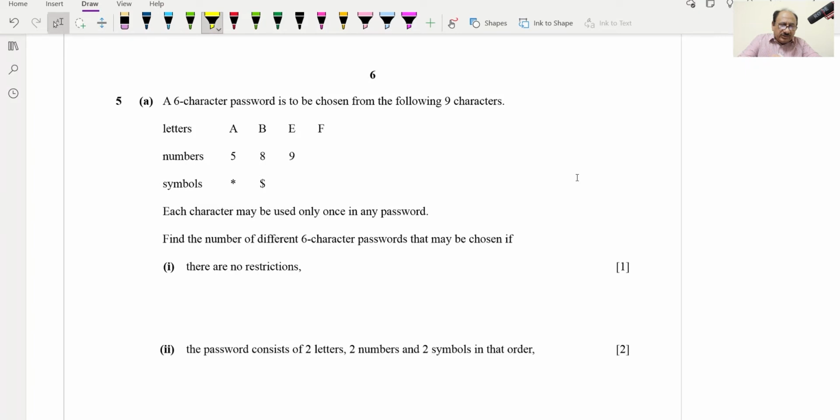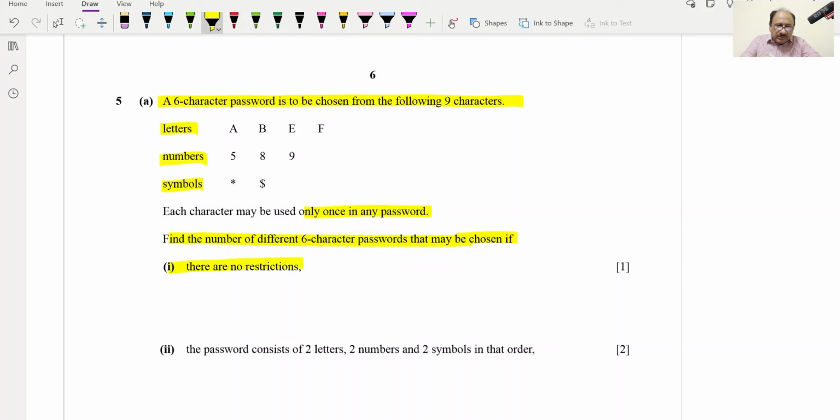Question number 5 says a 6-character password is to be chosen from the following 9 characters, so letters, numbers and symbols. Each character may be used only once in any password. So only once, you can't repeat. Find the number of different 6-character passwords that may be chosen if there are no restrictions.